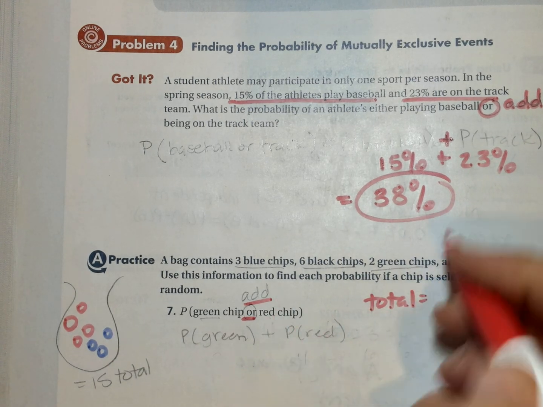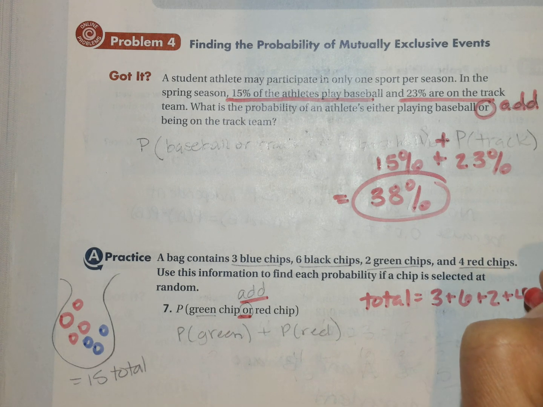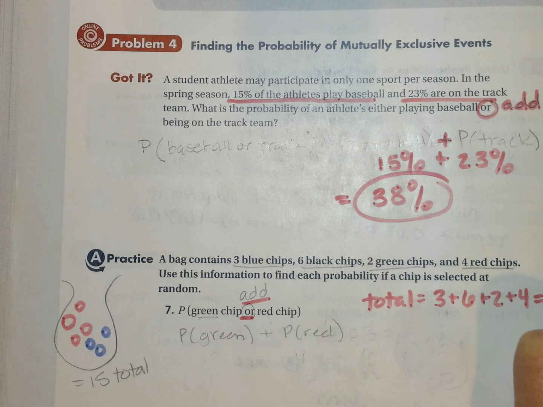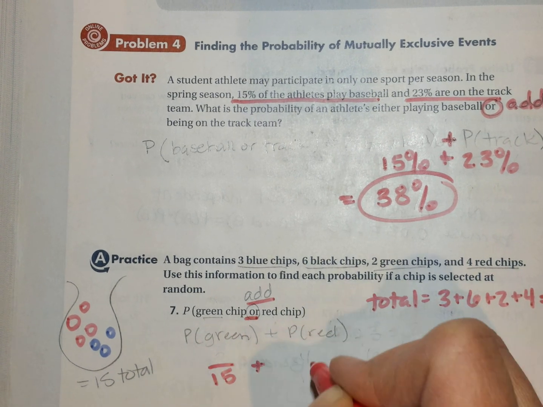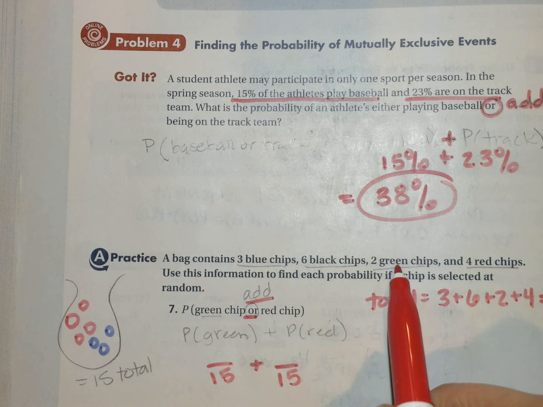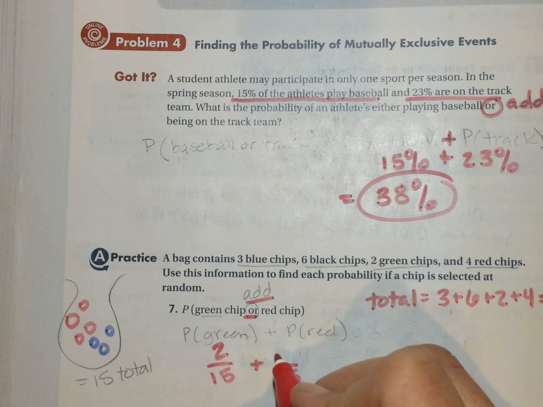So I have 3 plus 6 plus 2 plus 4. So 9 and 6, so 15. So whatever the green is, it's out of 15. Whatever the red is, it's out of 15. So I have to just look back. Green, there's 2. And red, there's 4.